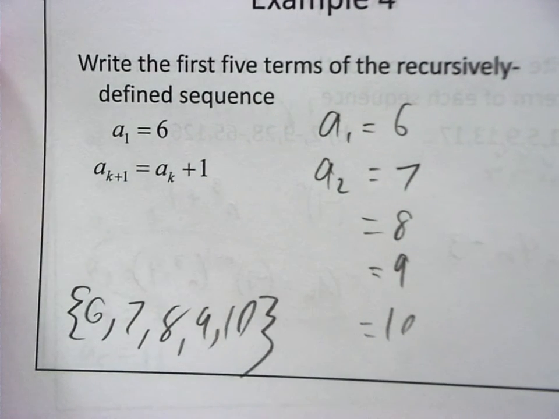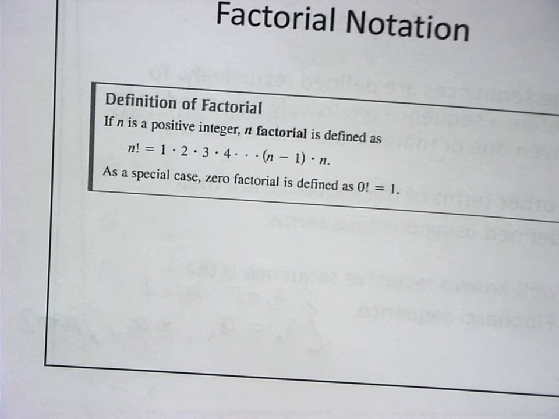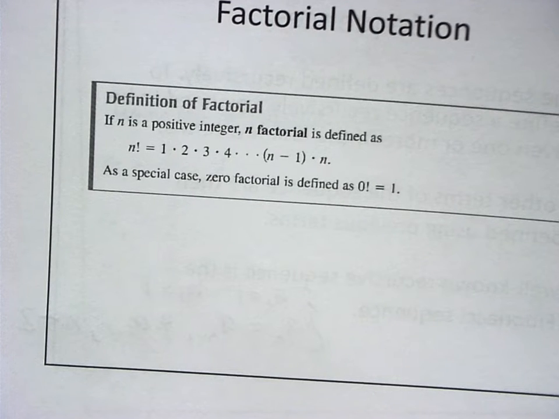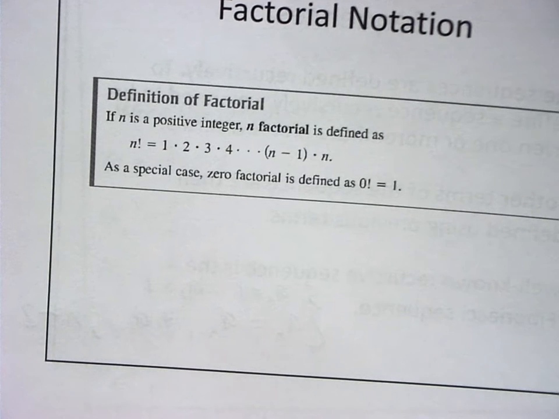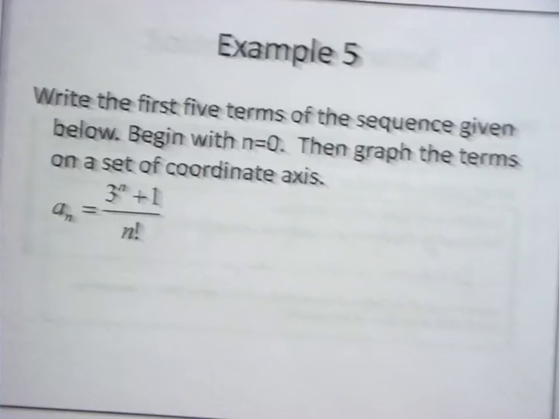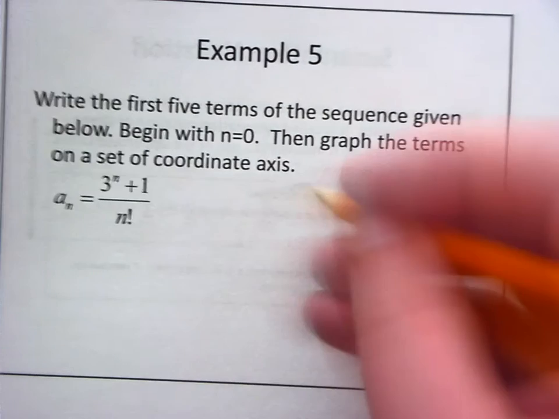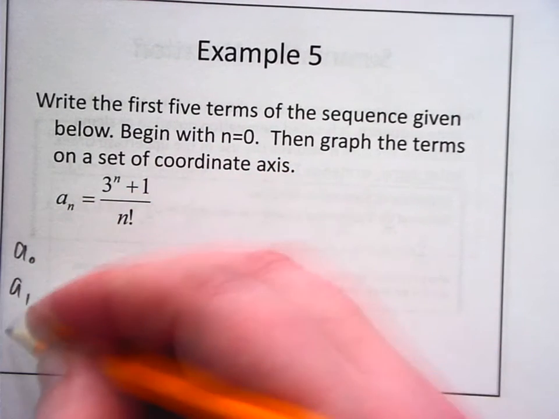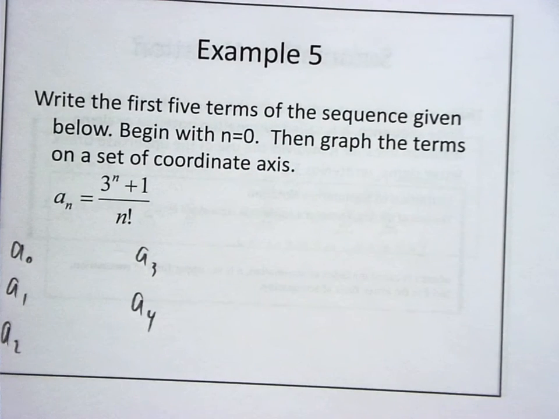Okay. Factorials. N factorial just means n times n minus 1 times n minus 2 times n minus 3. Keep going until you have times 4 times 3 times 2 times 1. Okay? And 0 factorial is 1. So if I want the first 5 terms of this sequence, they do specify start with n equals 0. So I want a sub 0, a sub 1, a sub 2, 3, and 4. There's your first 5 terms.